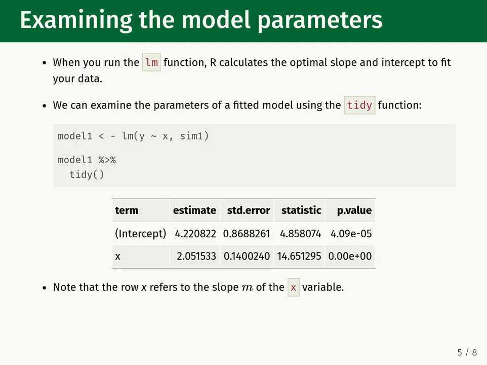When you run the lm function, R calculates the line that best fits our data. We can get a nice summary of the model's parameters by piping the output to the tidy function. This shows us the estimate of the slope and intercept for our model. It also shows us some error metrics for each of those parameters, but we can ignore those for now.